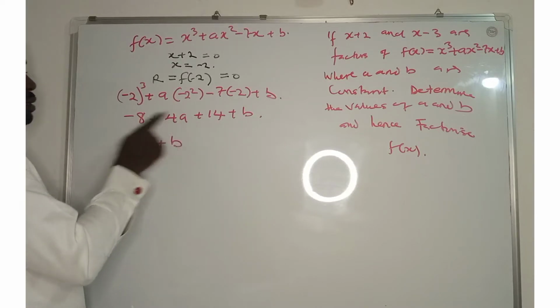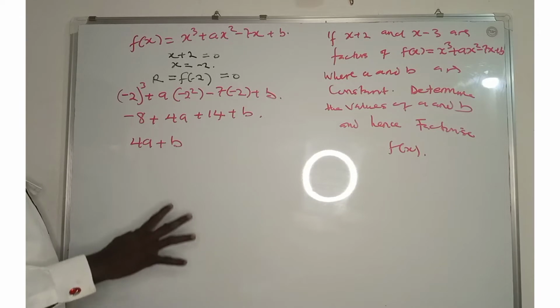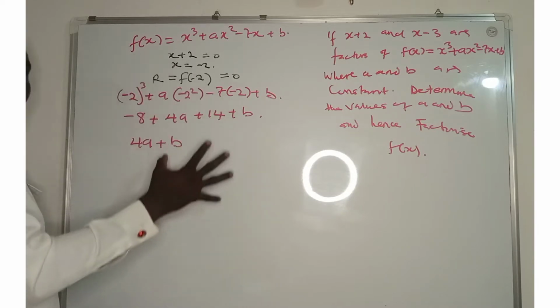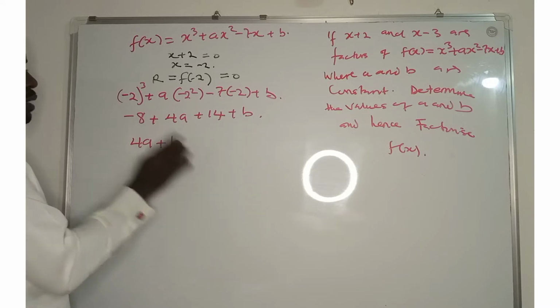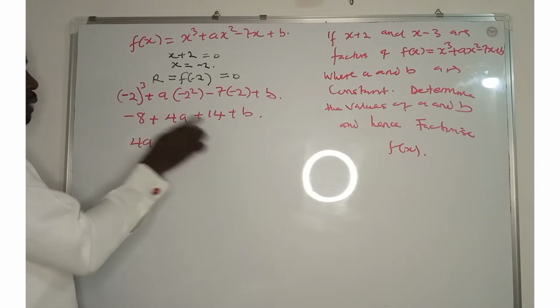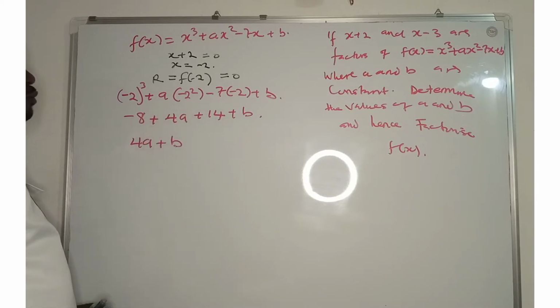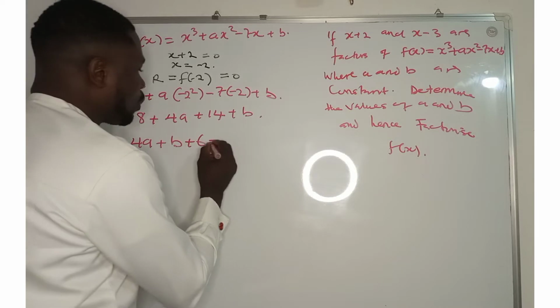Minus 8 plus, sorry, minus. So I want to rearrange it. If I'm doing so, I'll start with 4a, then b, the next is the constant, minus 8 plus 14. Of course, that will be plus 6. That will be plus 6, and that will be equal to 0.